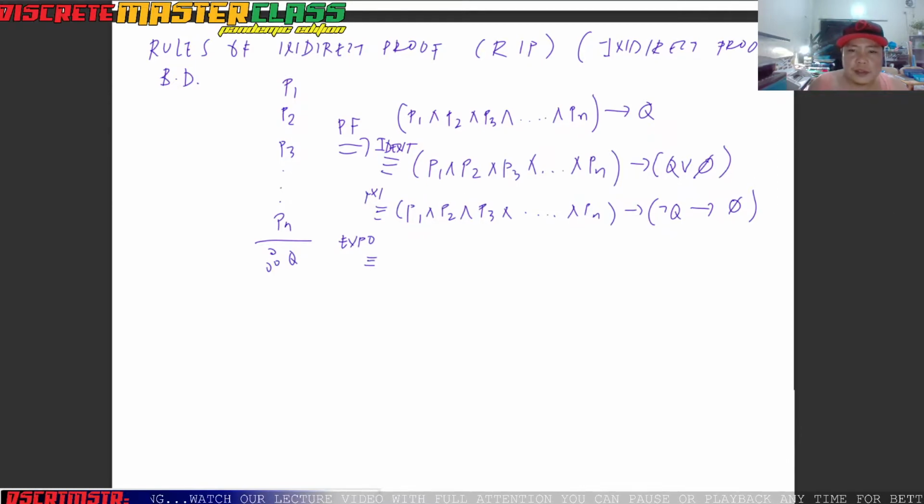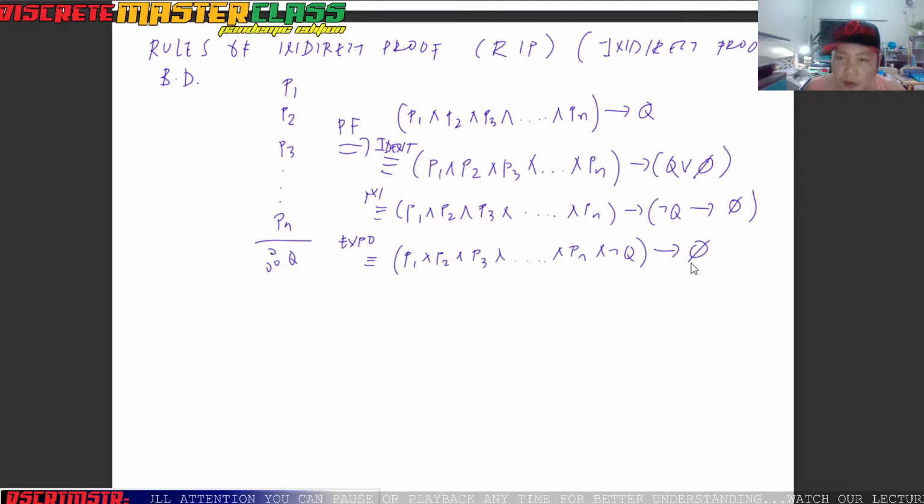Expo, same procedure kanina yung ginamit ko. Papasok yung not Q sa loob ng premises. P1 and P2 and P3 and ... and Pn and not Q implies 0. Okay, now, this is very important. Convert this going to AF, argument form. This is P1, P2, P3, up to Pn, followed by not Q, therefore, 0.